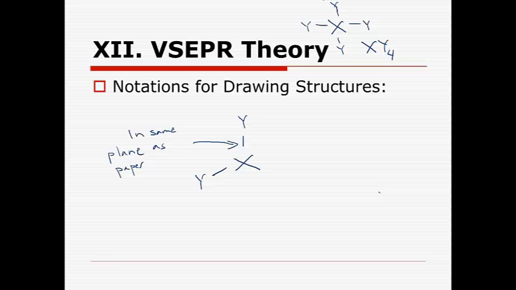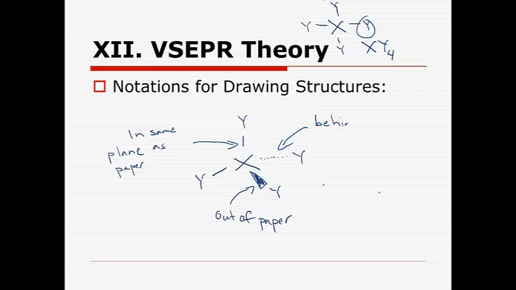Now, let's say one of these Y's was sticking out of the board. What you do is draw a narrow triangle and shade it in. This basically means it's coming out of your paper. And let's say this Y was actually going behind the paper. Then you draw the bond as a dotted line. This basically means it's going behind the paper.